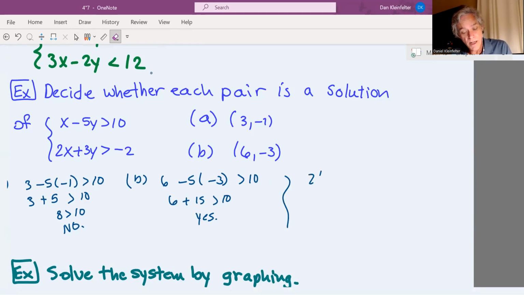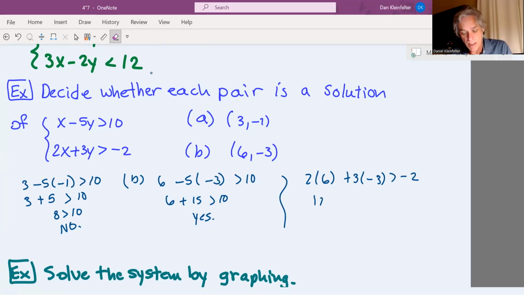So we'll have 2 times x, which was 6, plus 3 times y, which was negative 3. We want to know if that's bigger than negative 2 or not. 2 times 6 is 12. We have 12 minus 9. That's going to be 3, and 3 is bigger than negative 2. Since this point satisfies both of those inequalities, it's a solution to the entire system.